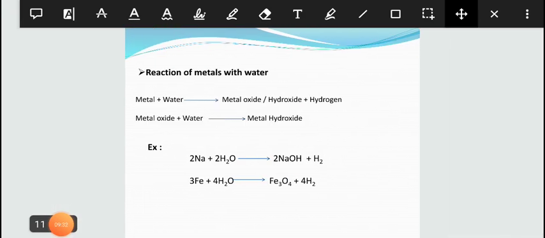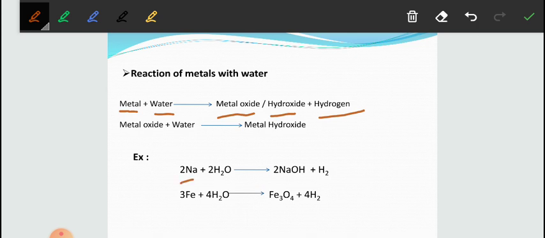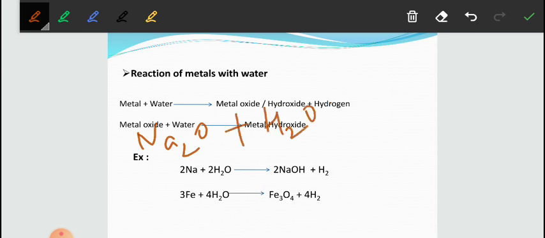So next is the reaction of metals with water. How do metals react with water? Basically, when metals react with water, they can form metal oxide or metal hydroxide, and they liberate hydrogen. For example, sodium reacts with water to give sodium hydroxide and hydrogen. Similarly, iron reacts with water to form iron oxide and hydrogen. Next, when a metal oxide reacts with water, it can form a metal hydroxide. For example, Na2O reacts with H2O to form 2NaOH.